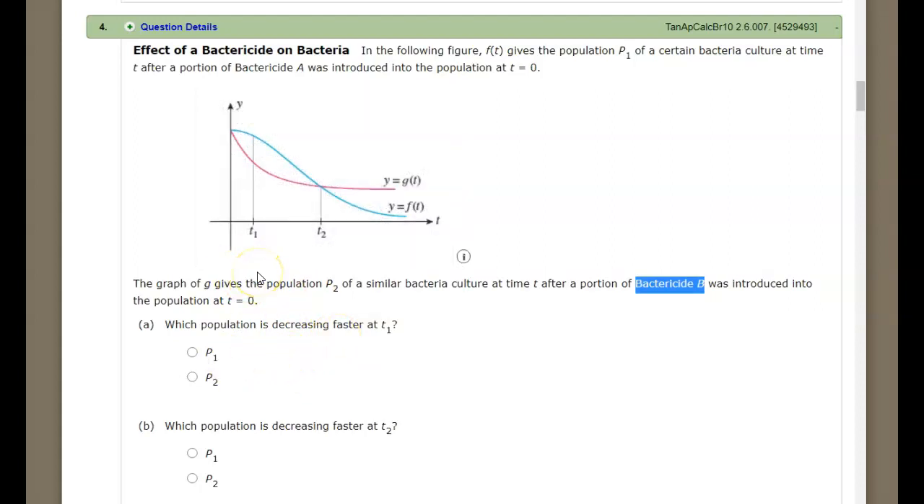And decreasing faster means which has the steeper slope. So which one is steeper? If you're thinking about walking down this slope, which one would feel steeper as you're walking? You can think of it that way. Which population is decreasing faster at T2? They're asking you the same question at 2 different time periods.